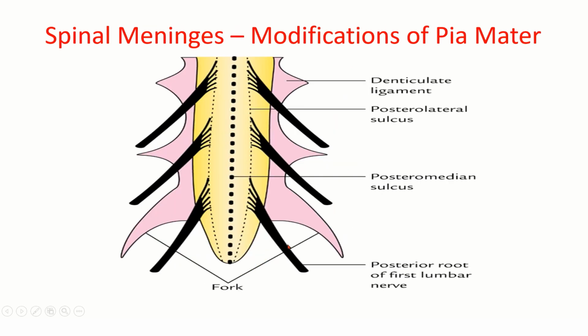One more important point is the L1. The L1 is in relation to the last ligamentum denticulatum, which forms a tuning fork-like appearance with the terminal part of the spinal cord. So L1 lies in relation to the last ligamentum denticulatum, and from this the nerve roots can be counted above and below, which is a very important landmark for neurosurgeons.